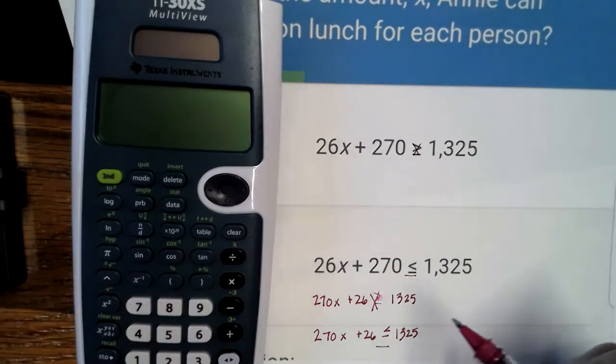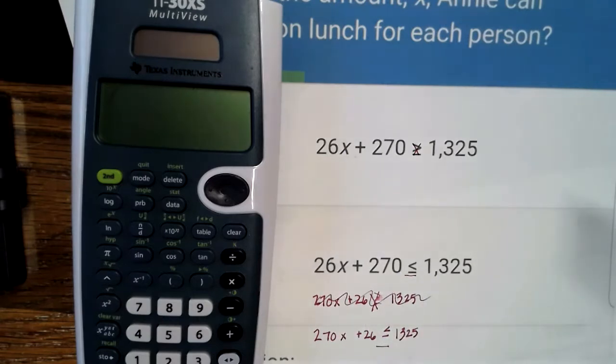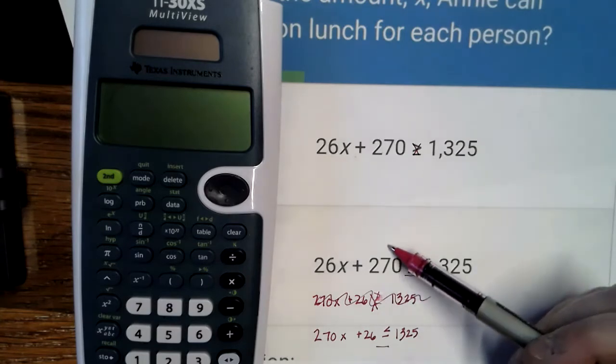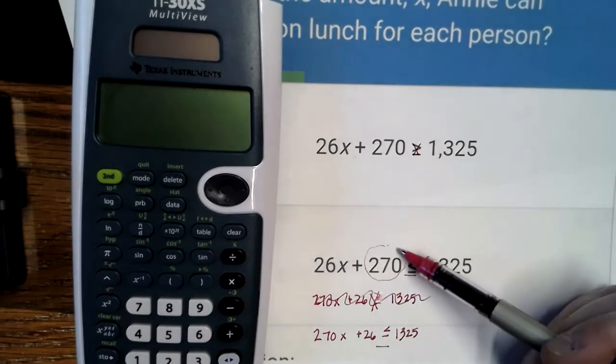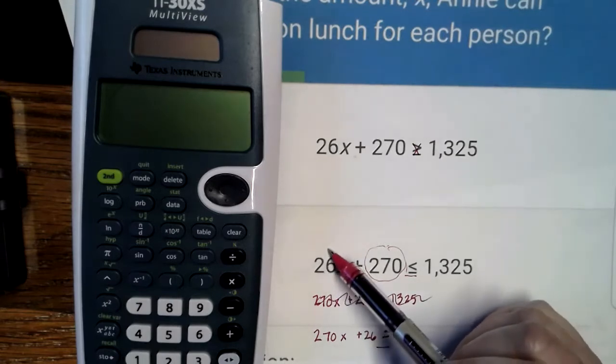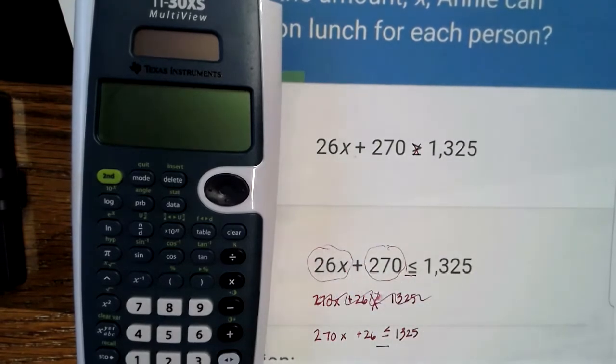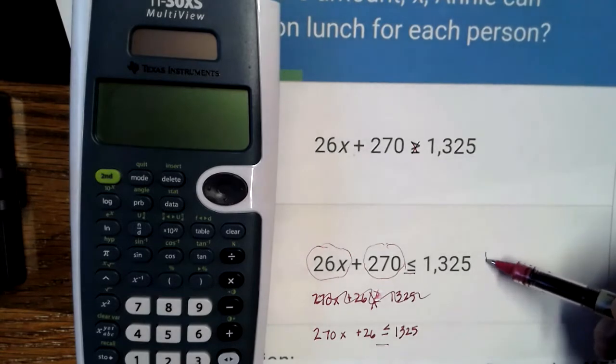And I'm going to get rid of this one because it's kind of in the way. So we're looking at $270, which would be this one. And we're also looking for how much money she can spend on the 26 people. So we don't know for sure how much she can spend yet, but it's going to be 26 times X or 26X. So the best answer would be B on this one.